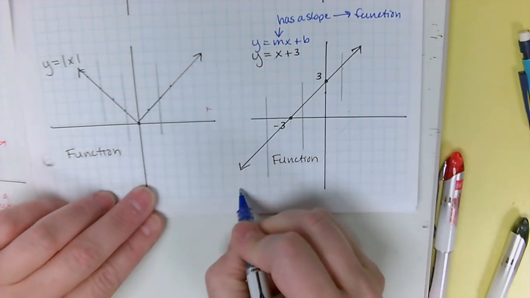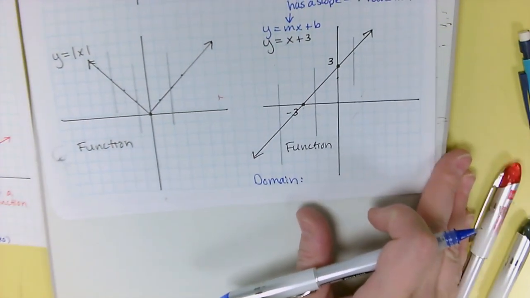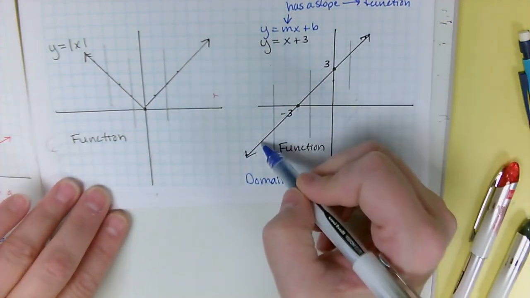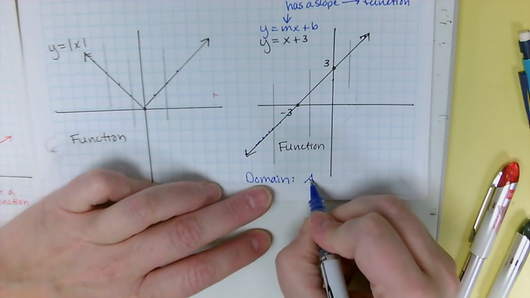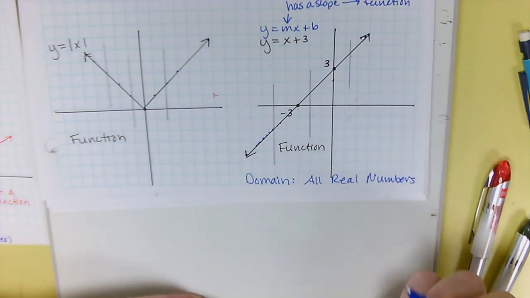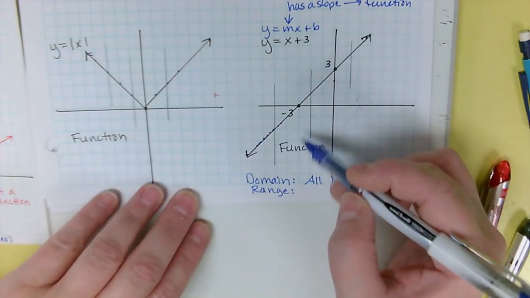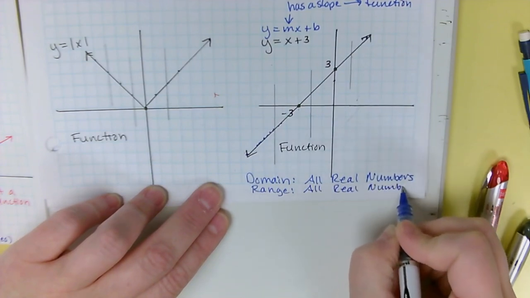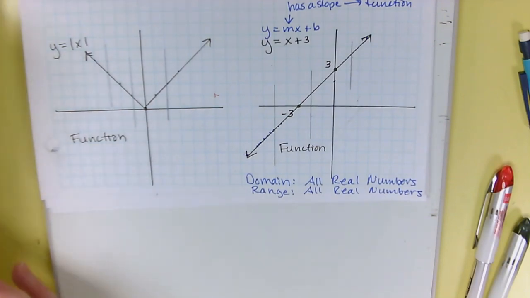And another little piece of information you're going to need in the near future, the domain of that graph, which is the set of all x values, because it goes infinitely to the left, infinitely to the right, and has infinite points on the line, the domain is all real numbers. As long as it has a slope. The range, because the arrows go up and down infinitely in both directions, is also all real numbers. So any line with a slope has domain and range of all real numbers, and it's a function.